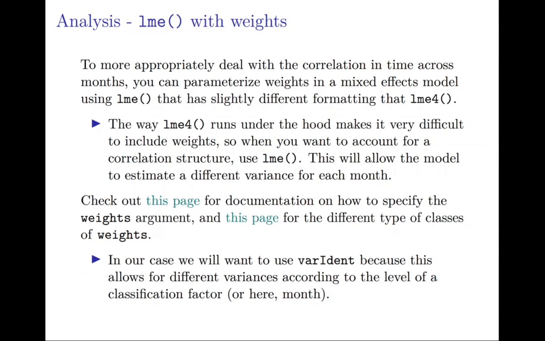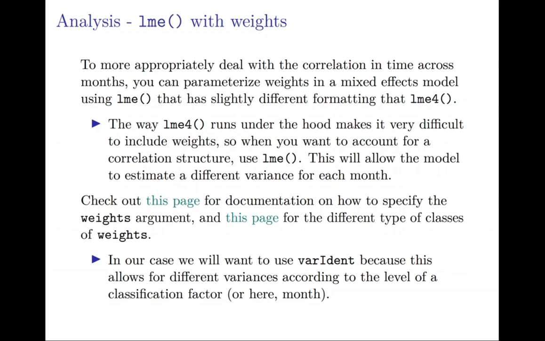And I'll note that this is a slightly different formatting than lme4, which we'll see in a couple slides. So unfortunately, we can't use lme4 to change our correlation structure. The way lme4 runs under the hood makes it very difficult to include weights. So when you want to account for a correlation structure, use lme. This will allow the model to estimate a different variance for each month. And there's a bunch of documentation that can help you with this.